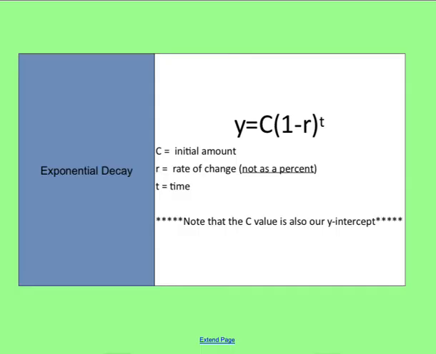So let's go ahead and take a look at this first one. Exponential decay is going to take the form of y equals c times (1 minus r) raised to the t power. C is going to represent the initial amount, how much we started with. And just like yesterday, r is going to represent our rate of change, not as a percent, but as a decimal. And t is going to represent our time. So our c value is still the y-intercept. The only difference between this note sheet today and the one you previously did is the plus versus the minus. So today we're subtracting the rate instead of adding it, and that's what's going to make it go down.